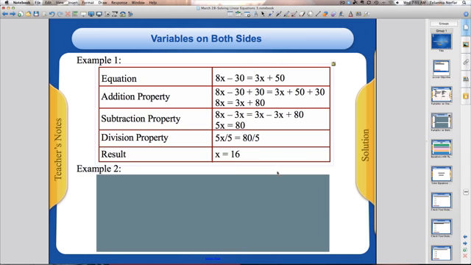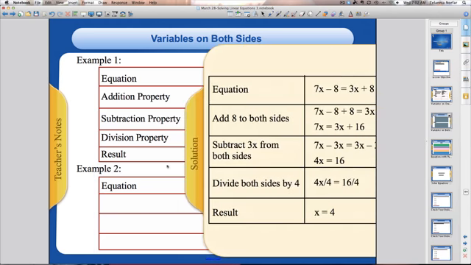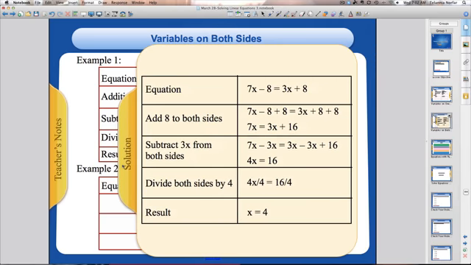Again, we had this example problem to do ourselves. Let's see how well you can do it again. Pause the video when you're done. Unpause the video when you're done. Okay, here is our solution. Again, we added 8, and then we subtracted 3x, then we divided by 4, and x gives us 4.